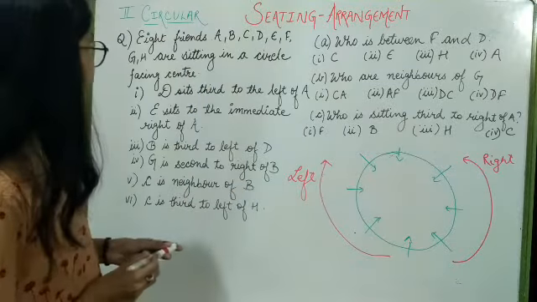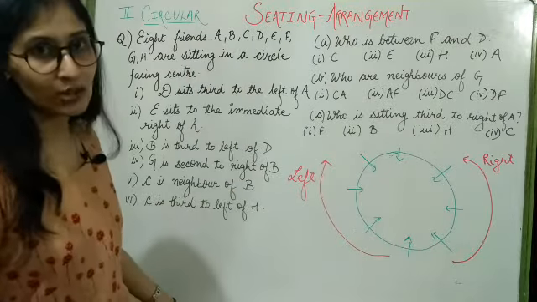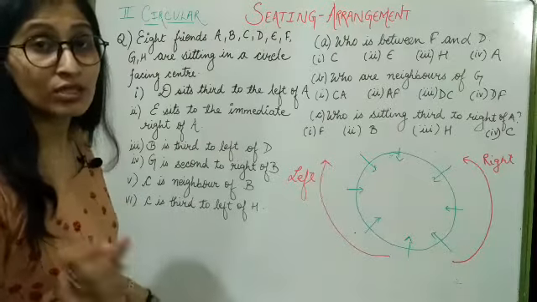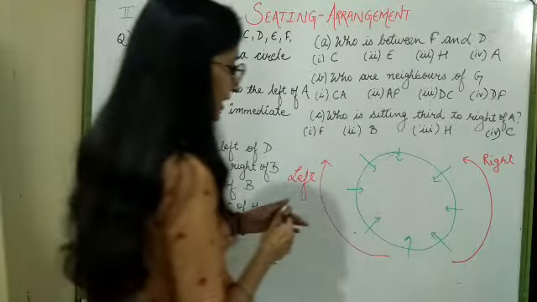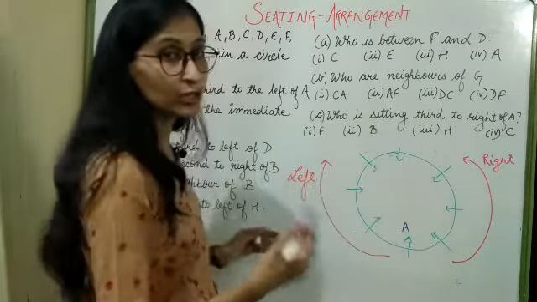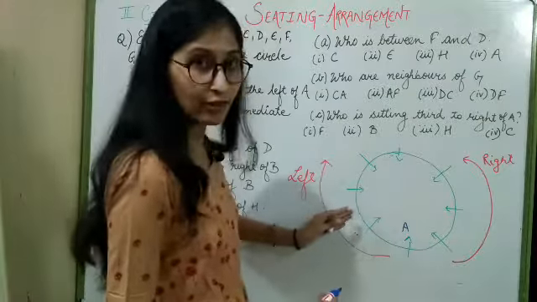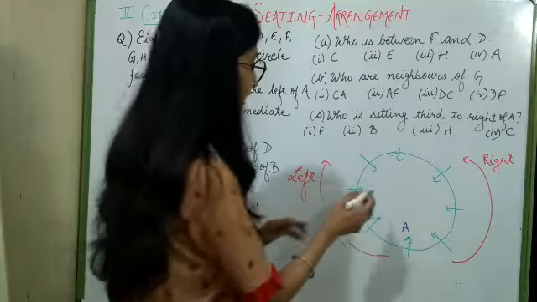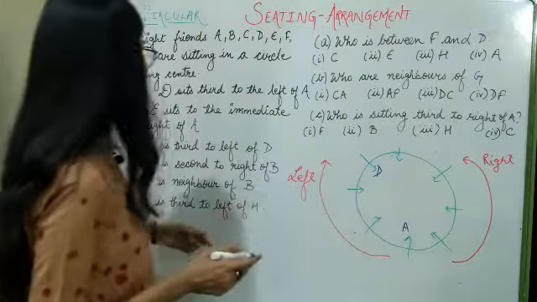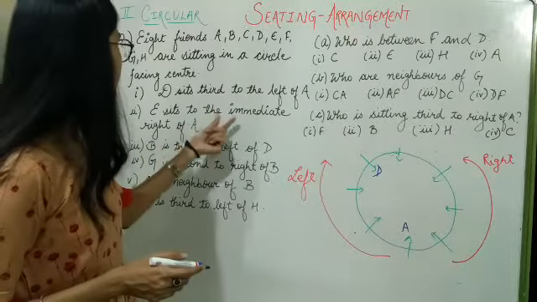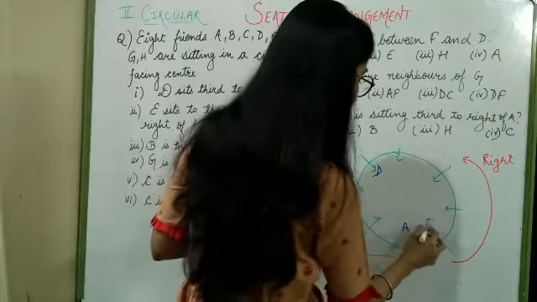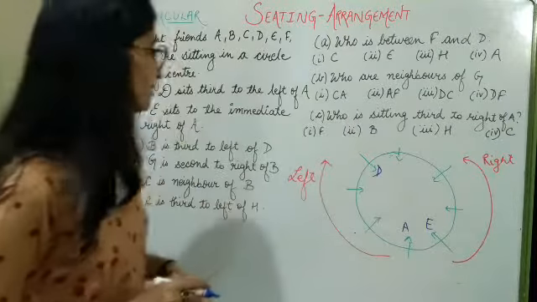Next it is saying that D sits third to the left of A. So first I have to fix the position of A. Let's say A is seated here. D sits third to the left of A. This is the left of A. First, second, third. This is the position of D. Next, E sits to the immediate right of A. The right of A will be this. This is the position of E.